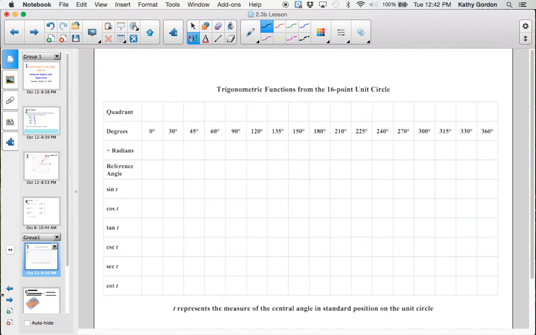All right, so flip your paper over to the table. And then flip in your notes back to right triangle trig for a minute.